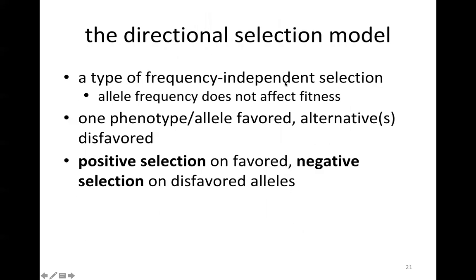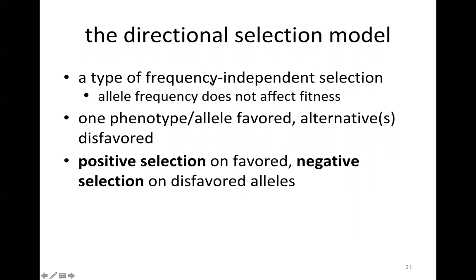The name of the selection process that we'll be studying is directional selection. It's selection towards one extreme phenotype, as you might remember. We discussed directional selection in the first chapter. And it's a type of frequency-independent selection. That is, the allele frequency doesn't affect fitness. Fitness doesn't depend on how common or rare the allele is. We'll see other examples later where fitness depends on the frequency of the allele.